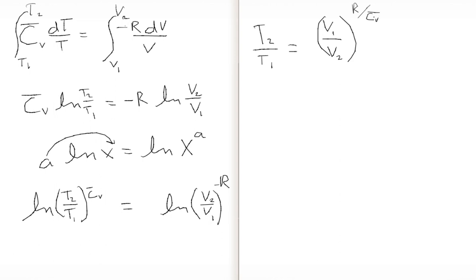Okay, so now we have an expression that says that if we compress, if we go from a situation where the original volume gets put into a volume that's much smaller, this ratio is going to be greater than 1, and that tells us our temperature is going to go up, right? Our new temperature is going to be greater than our original temperature. So we can heat something up by adiabatically compressing it.